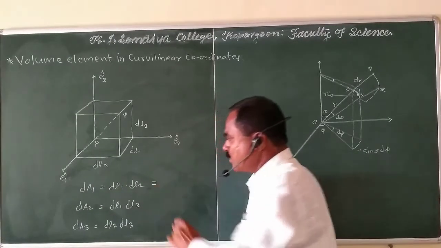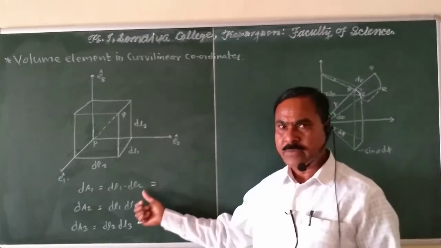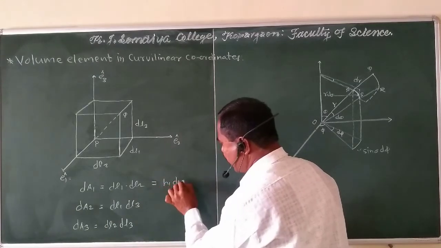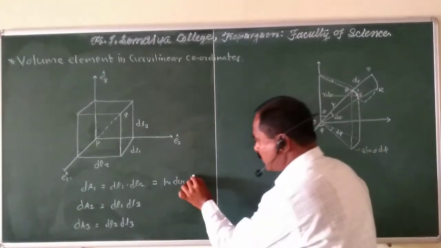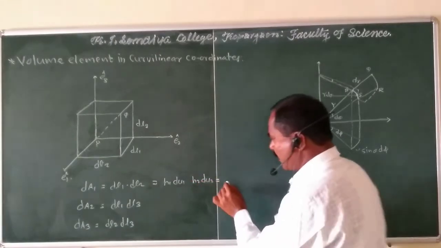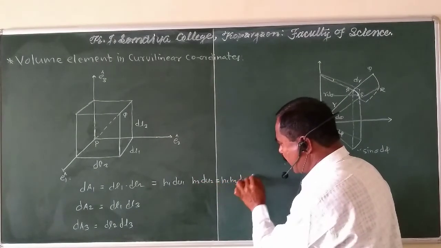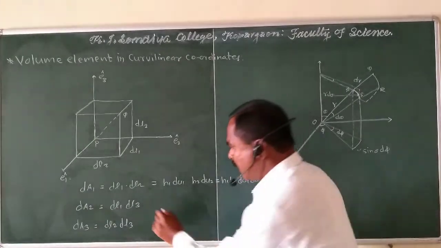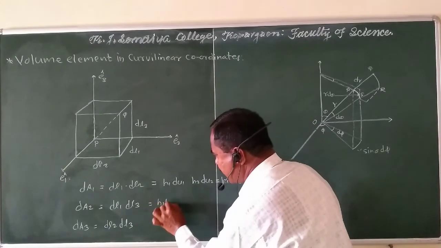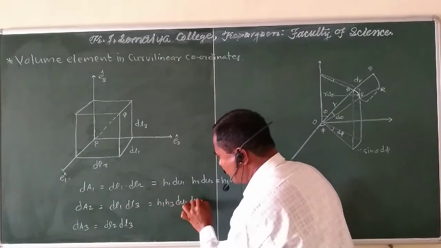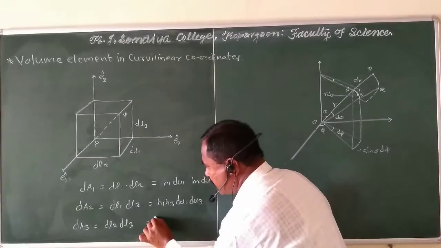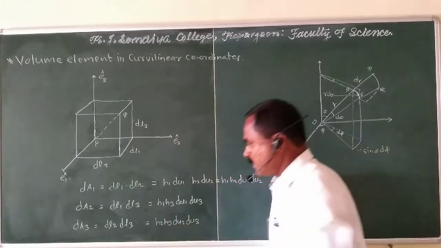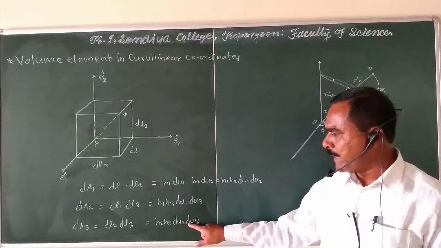Here we write the values of dl1 and dl2 as just calculated: dl1 is h1 du1 and dl2 is h2 du2, so dA1 equal to h1 h2 du1 du2. Similarly, the area element dA2 equal to h1 h3 du1 du3, and dA3 equal to h2 h3 du2 du3. So these are the area elements.